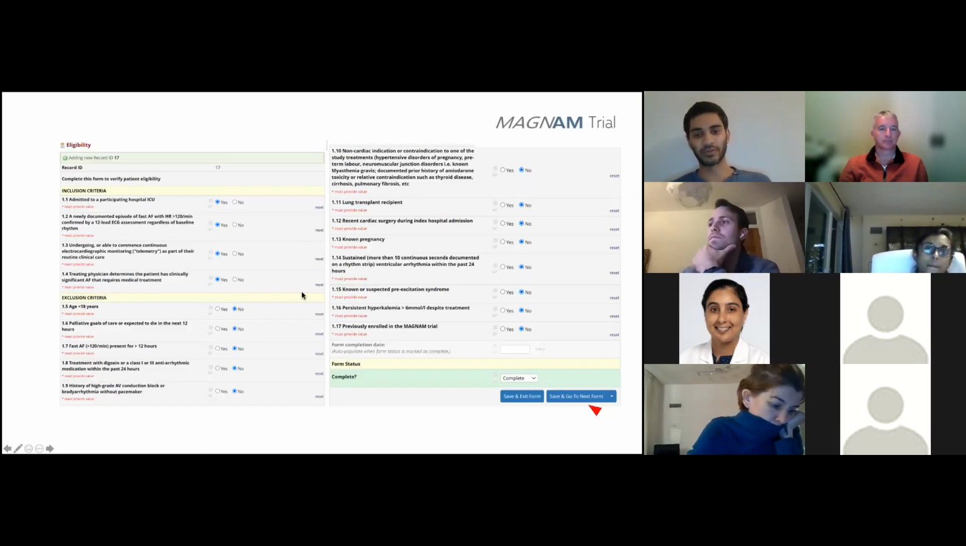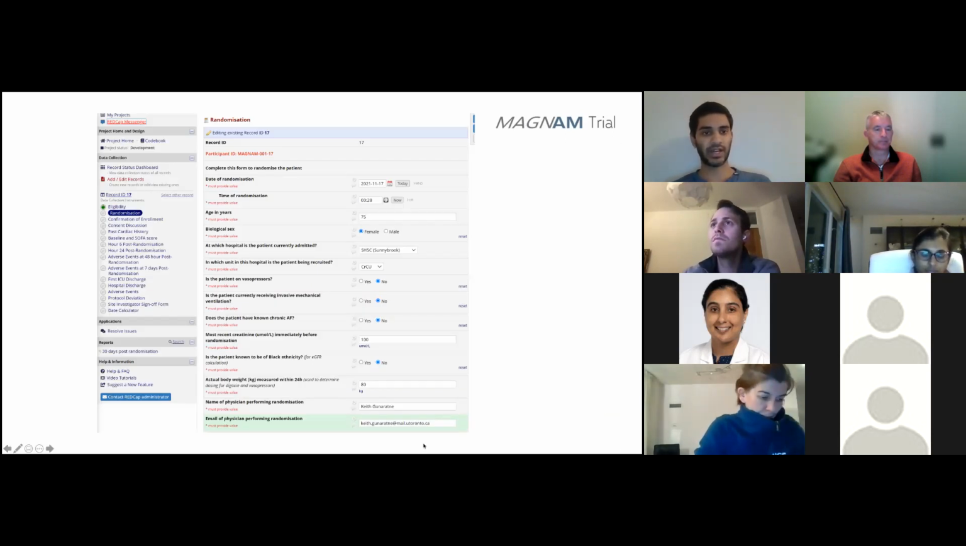For each of the forms on REDCap, when you filled out all of the data, you would indicate on this box at the bottom here that's in green that the data is complete. And then you can click save and go to the next form, and that will take you to the next data collection instrument.